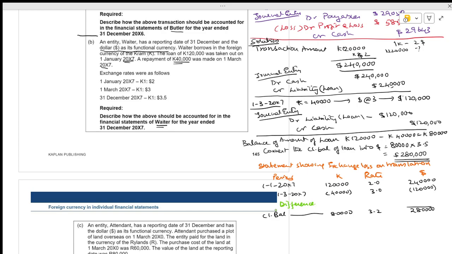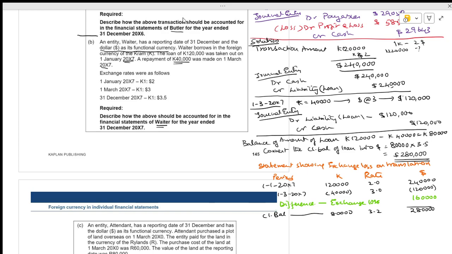Okay, there is a difference. How much will the difference be? 240 minus 120 comes to 120, and 280 difference is 160. This 160 is the exchange loss.